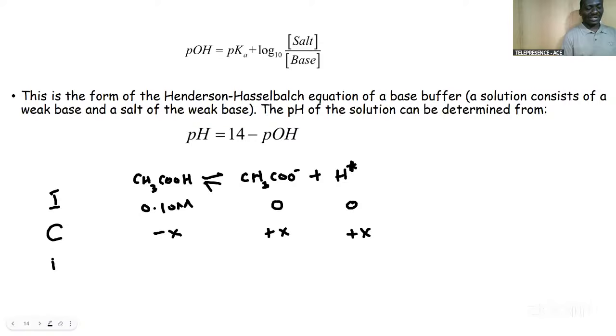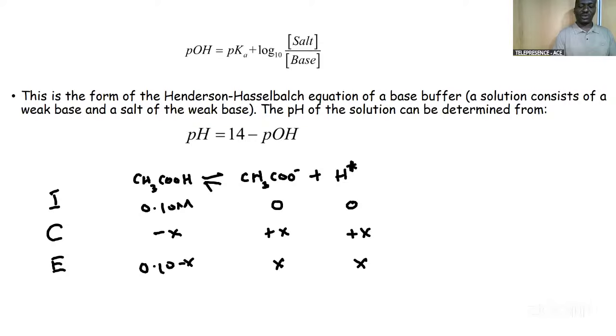So what is left at equilibrium is E, which of course will be equal to 0.10 minus X for acetic acid, and for acetate ion it is X, and for hydrogen ion it is X. So this is what we call the ICE table. Initial, change, equilibrium: initial concentration, change in concentration, and equilibrium concentration. That's what I mean by ICE table. I hope the fellow who has a question can now understand.